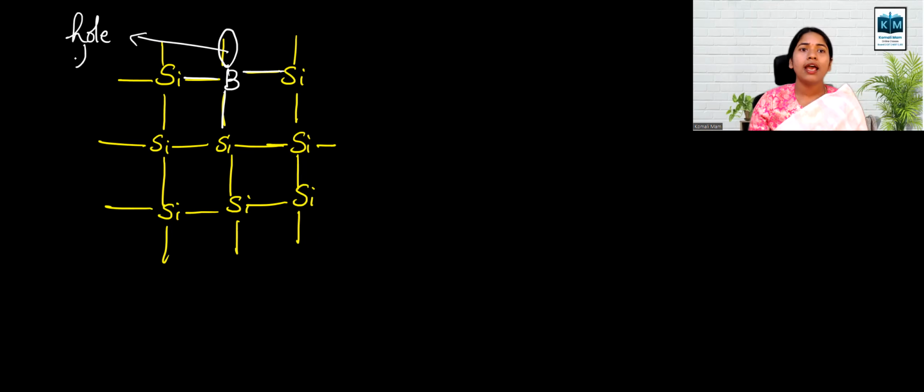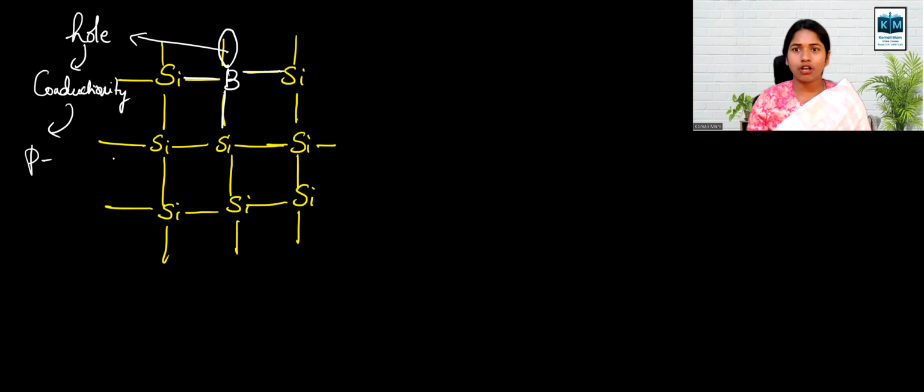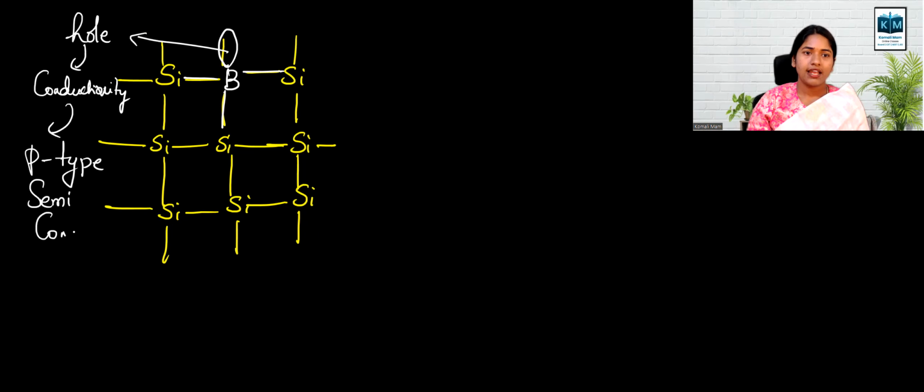These holes are responsible for the conductivity. That's why these are called P-type semiconductors. Holes do not have electrons. Electrons mean negative charge, so the opposite is positive. So simply we say positive holes, or P-type semiconductors. Now I am going to explain N-type semiconductors. What are these N-type semiconductors? Let us see.